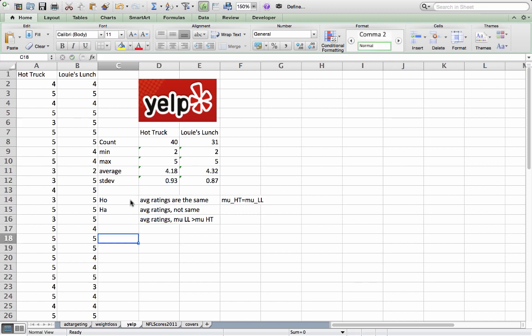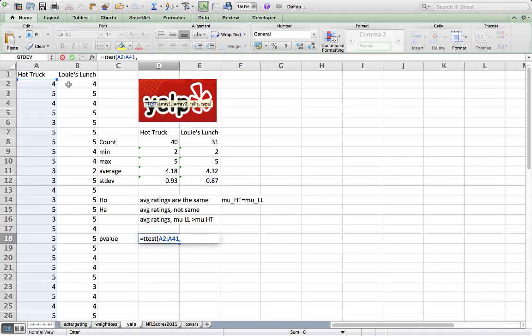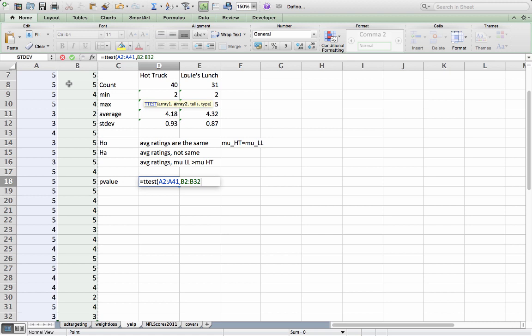And so here, to calculate the p-value, we're going to use the ttest function in Excel, right? So it asks for the two data arrays, so we give it the hot truck. We give it the array that has Louis in it, right? So just grabbing those columns. And then it asks us for tails, a 1 or 2. To start off, let's do a one tail. And then the type, again, 1 for paired, 2 for unpaired and equal variances, 3 for unpaired and different variances across the two samples, right, aka the two populations.